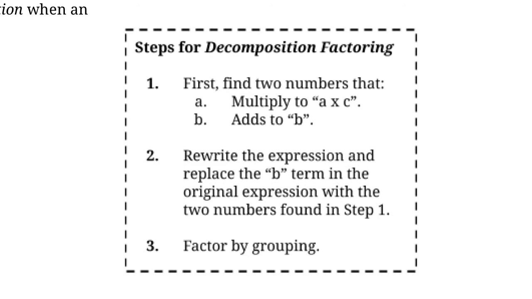The steps for decomposition factoring are listed on your screen or on your handout. The first step is to find two numbers that will multiply to A times C, but these same two numbers should also add up to give you your B value. Once you figure out what those two numbers are, you rewrite the expression and replace the B term in the original expression with the two numbers that you came up with in step 1. And then our final step is to factor by grouping. We're going to go through all three of these steps very slowly using the equation that we were just looking at.